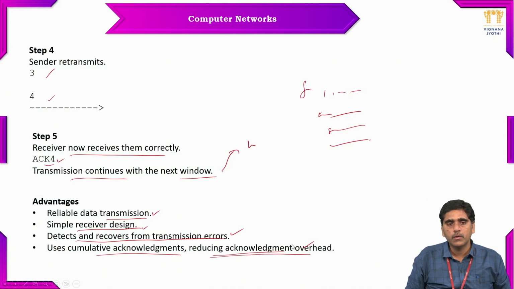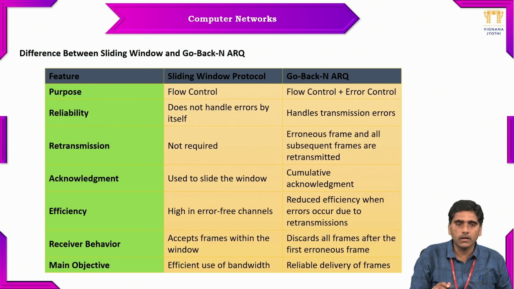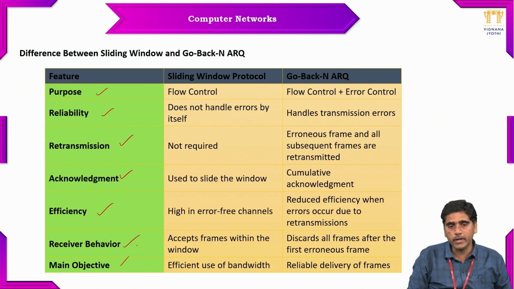So these are the two protocols used for flow control and error control. One is the sliding window protocol, and the other one is the Go-Back-N ARQ protocol. The differences between sliding window and Go-Back-N ARQ protocol: the features compared are purpose, reliability, retransmission, acknowledgement, efficiency, receiver behavior and main objective. The purpose of the sliding window protocol is flow control, and Go-Back-N is flow control plus an error control mechanism.